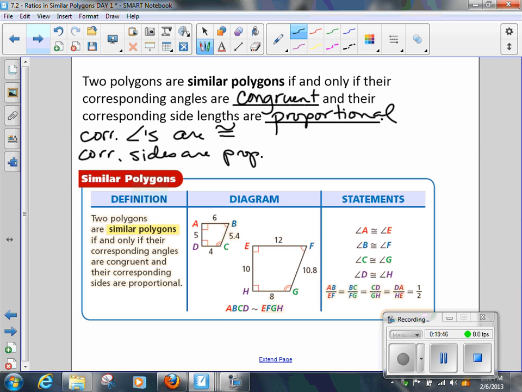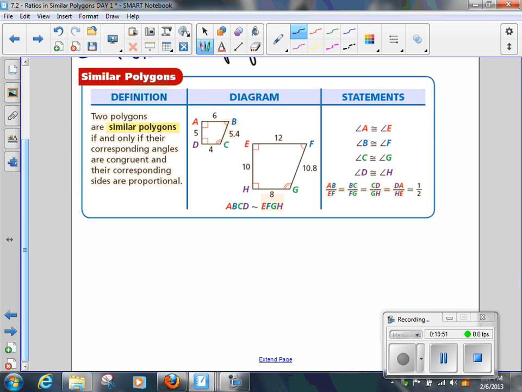Now, look at all this. Why did I have to start with this quadrilateral? Look at these two sides. And this is a great graphic. These two figures, two trapezoids, okay? Angle A corresponds to angle E. They're congruent. Angle D corresponds to angle H. They're congruent. Angle B corresponds to F. They're congruent. Angle C corresponds to G. They're congruent. Corresponding angles are what? Congruent. Corresponding sides are proportional.